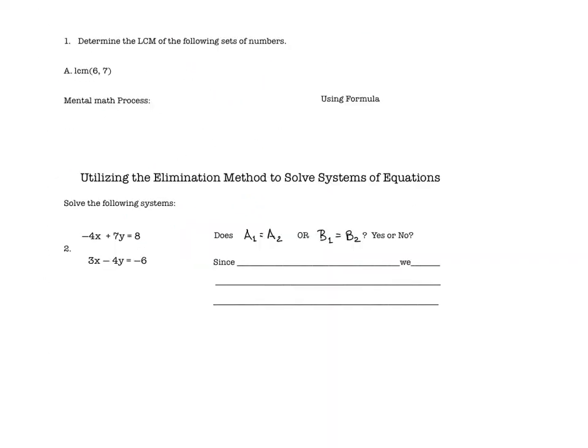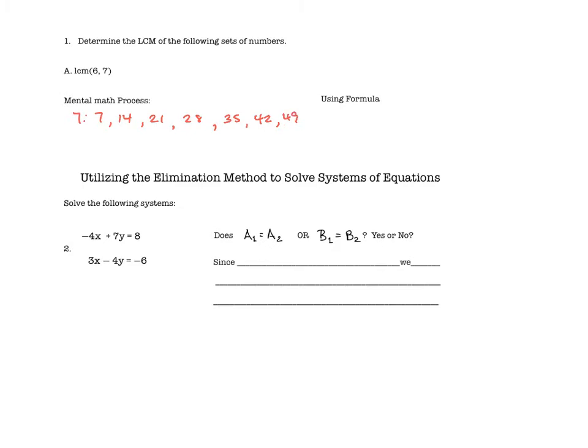So here we go. First thing, just a reminder, the mental math process. I don't care which process you use, nor should you, but the mental math process is this. If I'm doing LCM and I'm doing this mental math, I suggest that you just start with the largest number of the two. So the largest number is 7. So start writing the multiples of 7. The multiples of 7 are 7, 14, 21, 28, 35, right? 42, and I'll do one more, 49, okay?